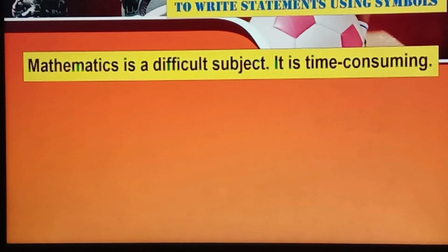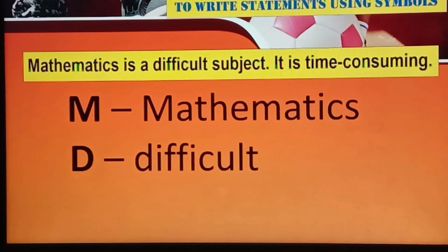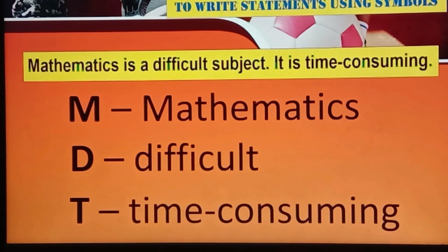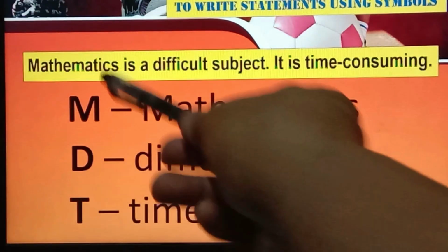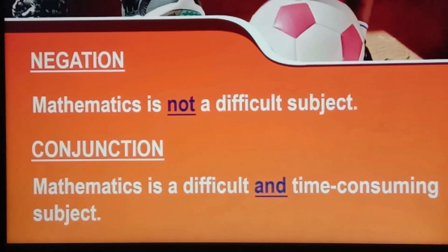Okay. Now, to write statements using symbols, let us go back to our previous examples, which are about mathematics, a difficult subject, and it is time consuming. So let us notate mathematics as letter M, difficult as D, and time consuming as T. So these are the notations that we will be using for these words. Next, let us have a sample exercise here.